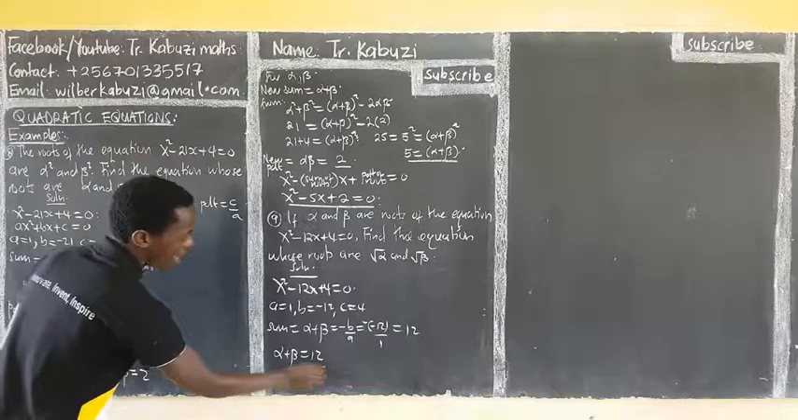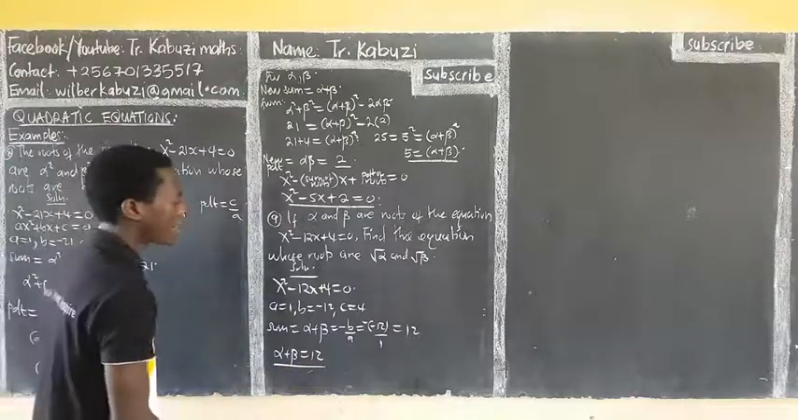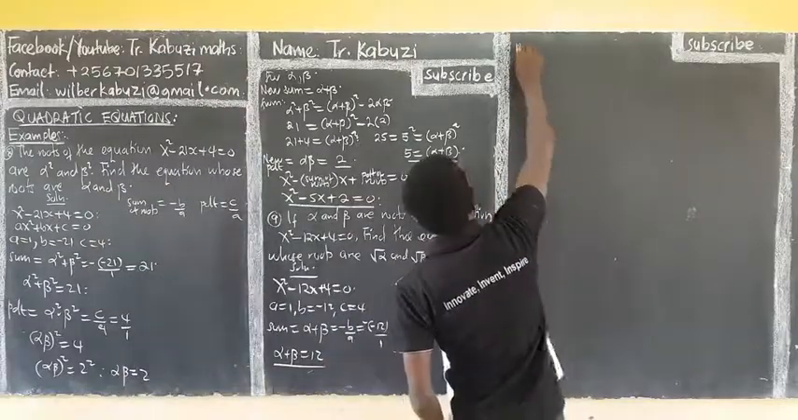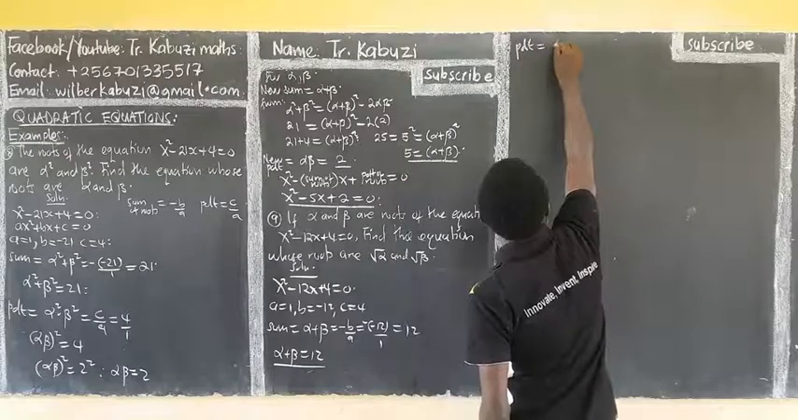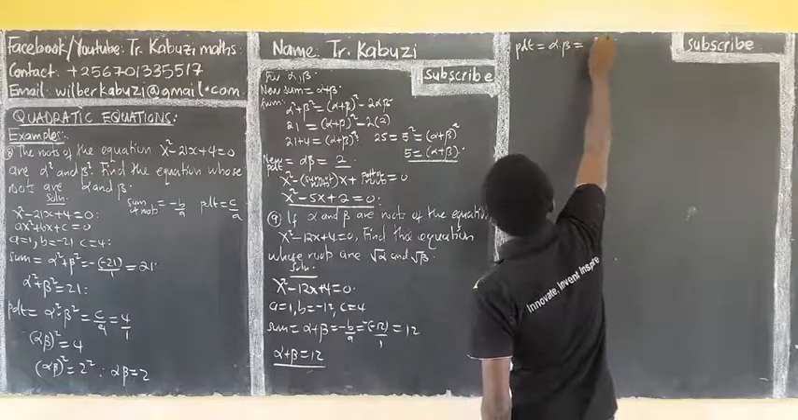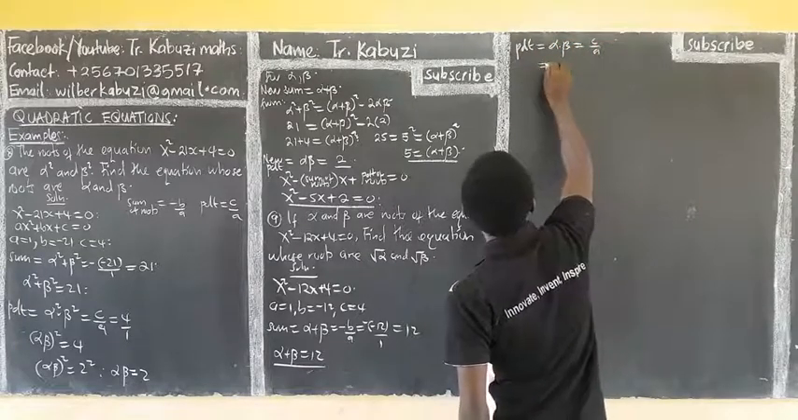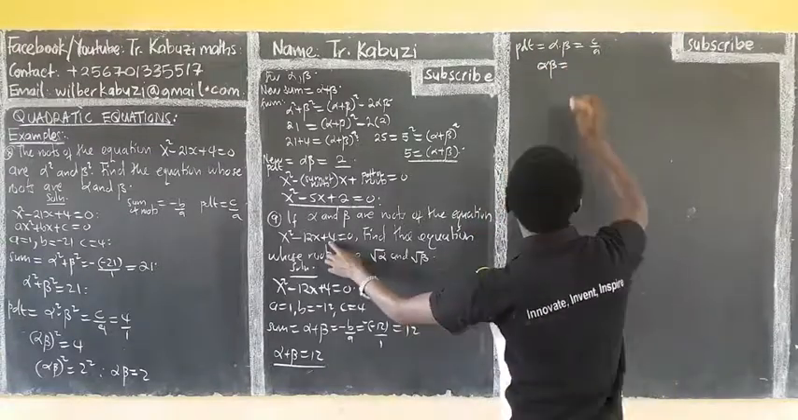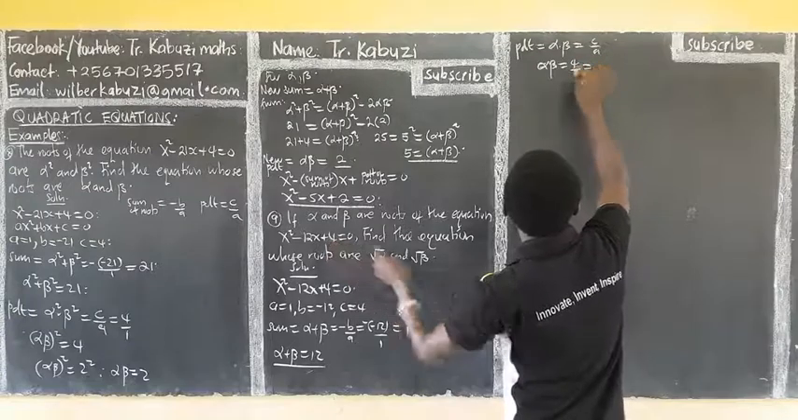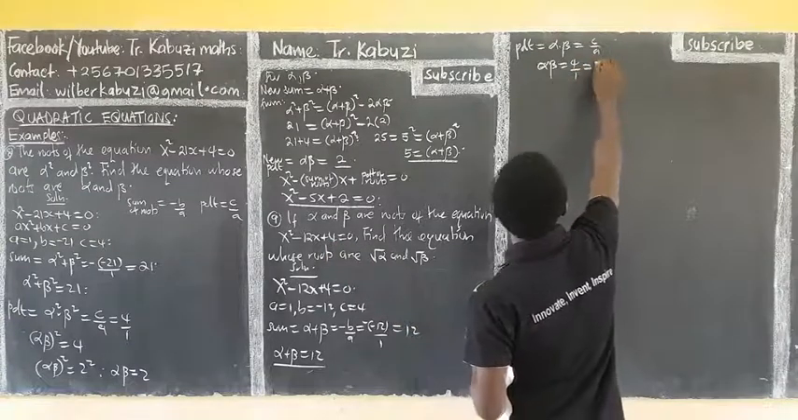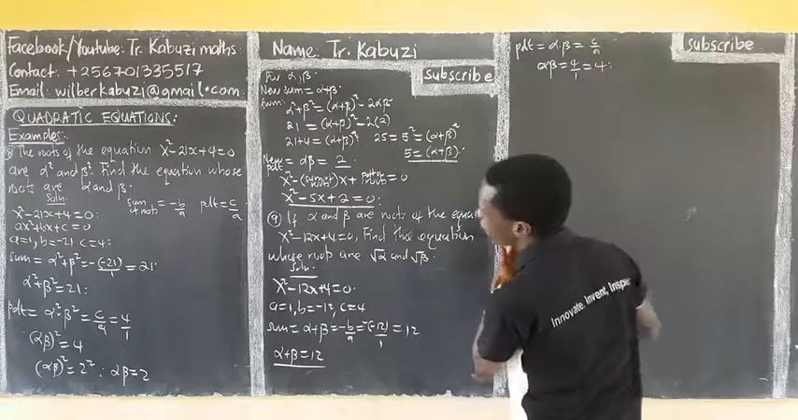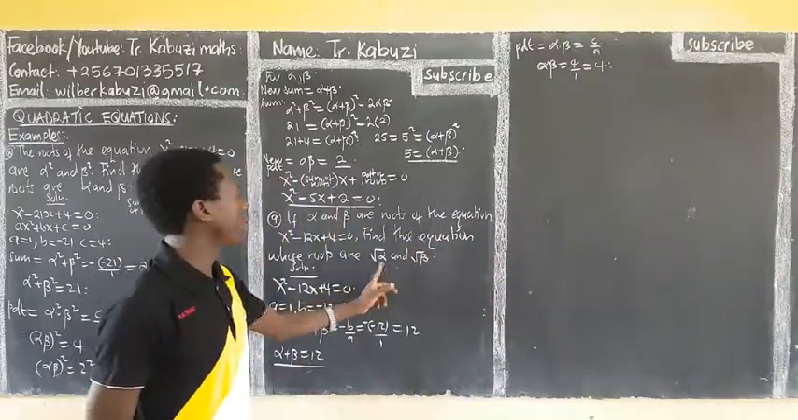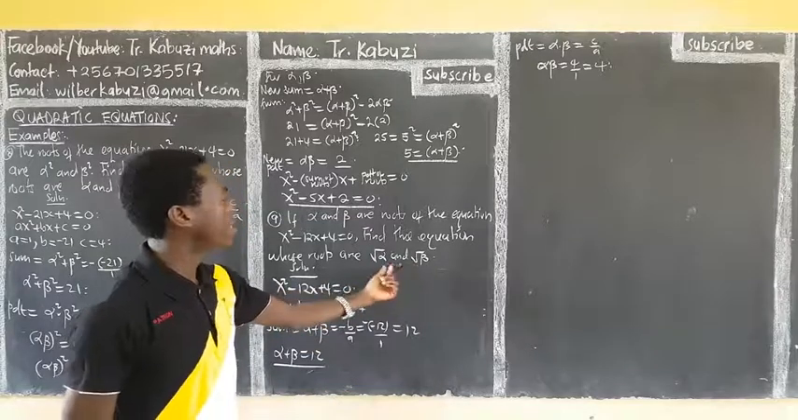Now I come to their product. Let me write here the product. The product is going to be alpha times beta. We said this is given by c over a. Here our c is 4, over a, which is 1, and so our alpha beta is equal to 4. Now, find the equation whose roots are root alpha and root beta. So these are now the new roots.